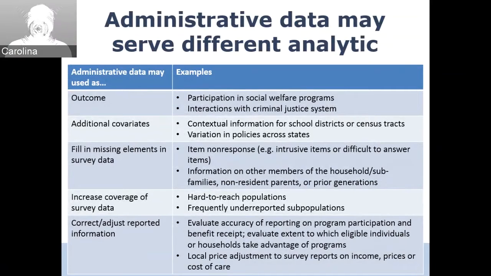The identification of subfamilies within households is also a challenging issue, as is information on non-resident parents. In some of those cases, the administrative data could help you fill in those gaps. A fourth reason may be increased coverage of survey data. This is common in hard-to-reach populations or in frequently underreported subpopulations.